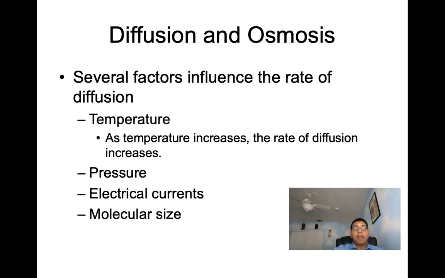Next, several factors I'd like you to know are going to influence the rate of diffusion. Temperature is one important factor. As temperature increases, the rate of diffusion increases. Pressure is also going to influence the rate of diffusion, as well as electrical currents and the size of the molecules, molecular size. All of these factors influence the rate of diffusion.